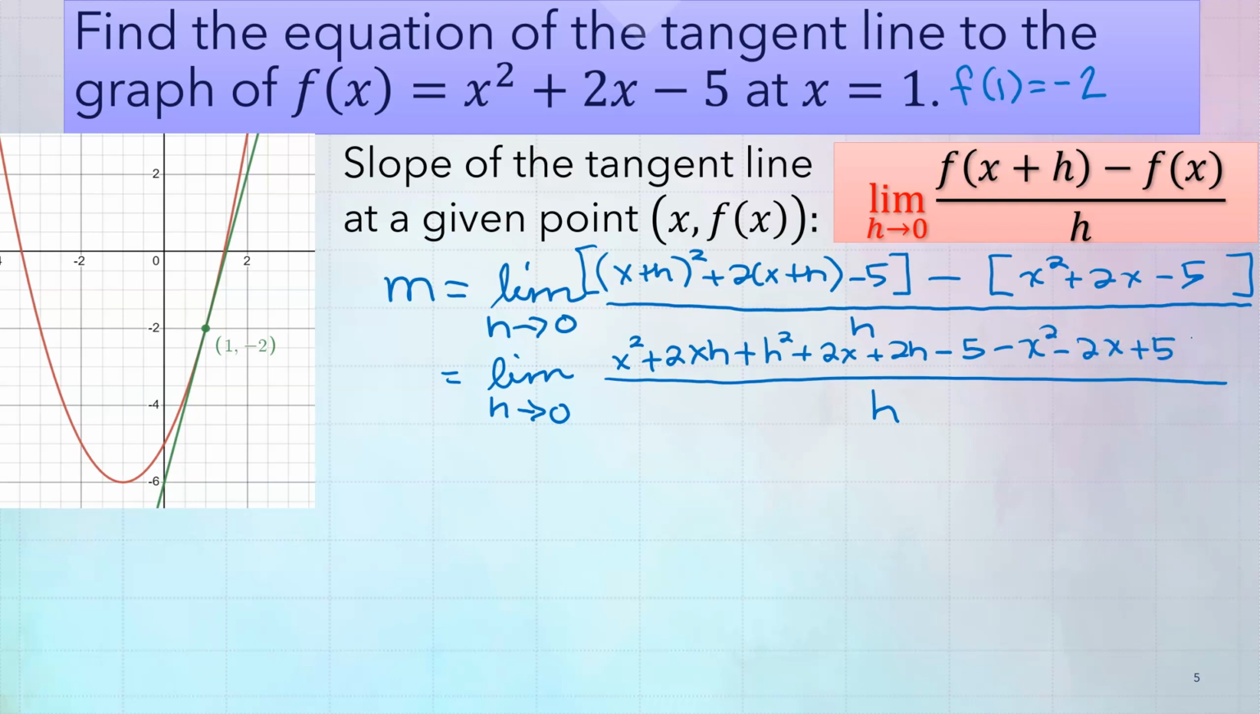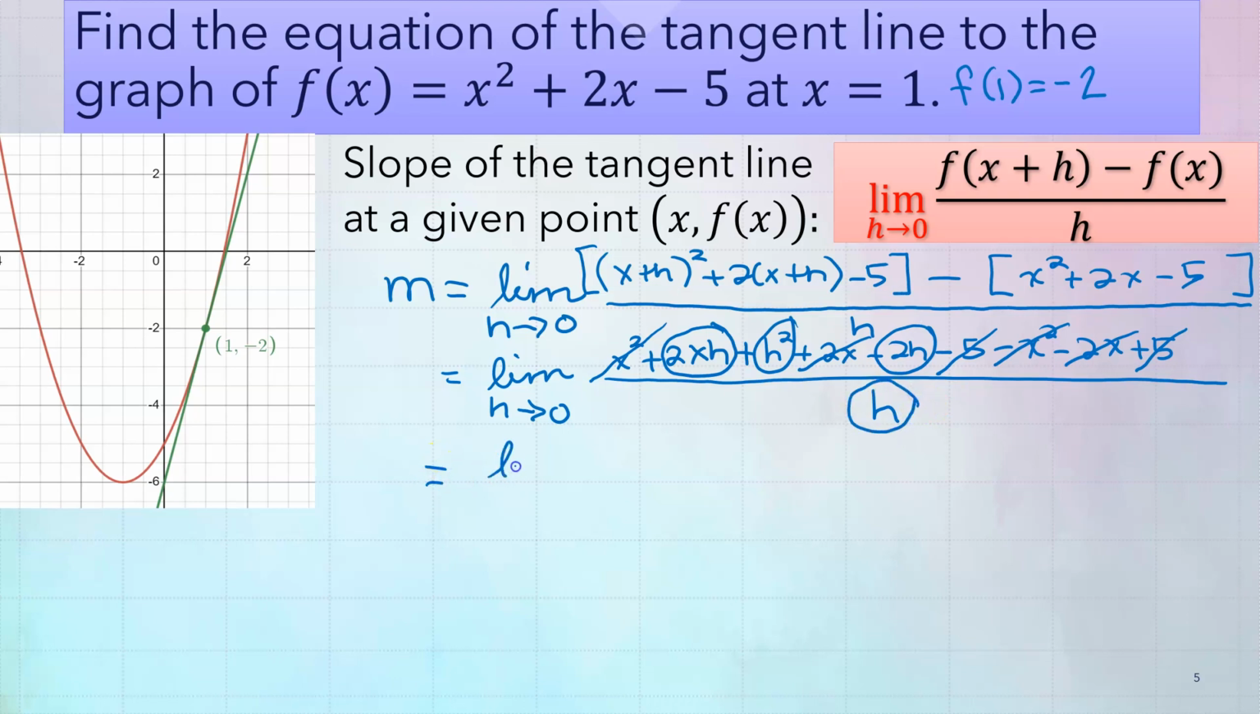And the wonderful thing about this is a lot of things will cancel. For example, -5, +5. And then we will see that minus 2x plus 2x, minus x squared plus x squared. Everything else left over has an h in it. So we're going to go ahead and divide by h.